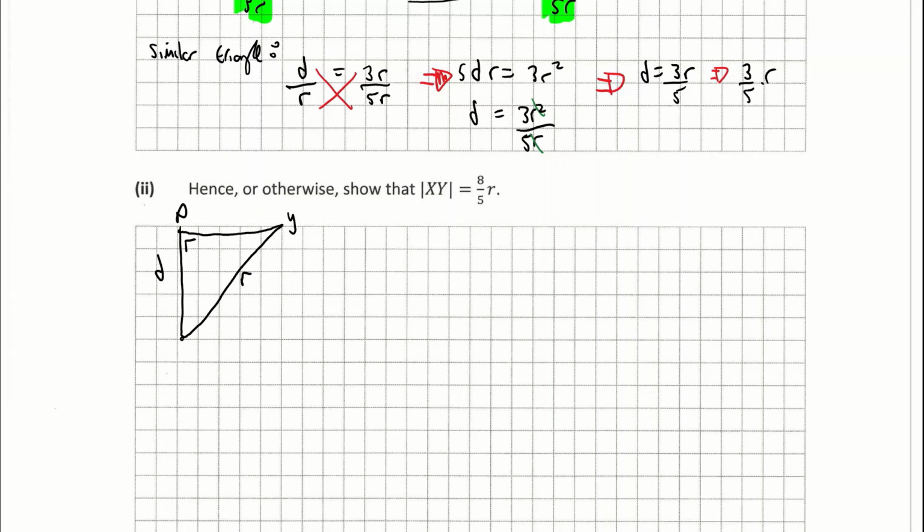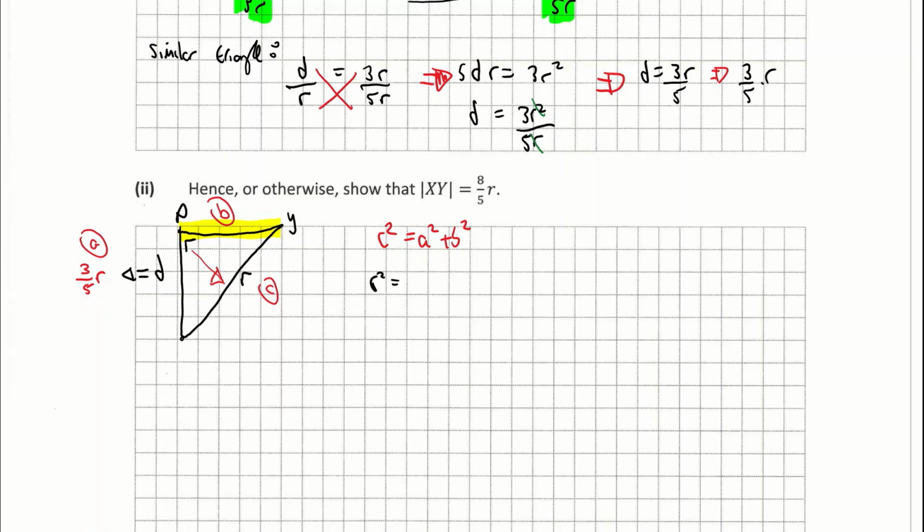Now I know also that D from part 1 up above can be written as 3 over 5 r. So for this question I'm just going to look at it in terms of r. And in order to get the length from P to Y, I'm going to use my Pythagoras theorem: c squared equals a squared plus b squared. Just make sure that the c is always the hypotenuse, which is across from the 90. So this is my c, and my other two sides are my a and my b. It doesn't matter which is a and which is b, as long as you get the c, the hypotenuse, correct. So my c is going to be r squared.